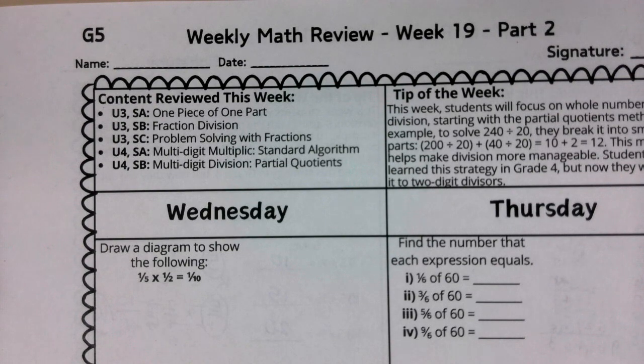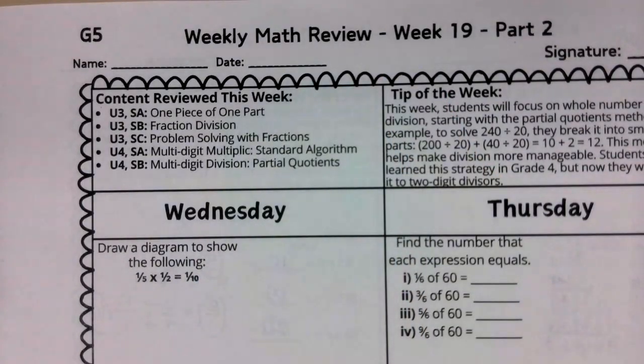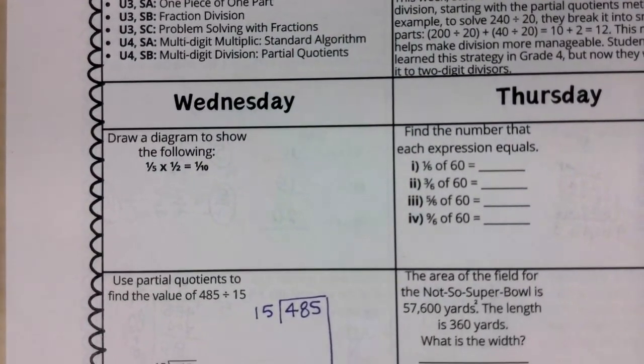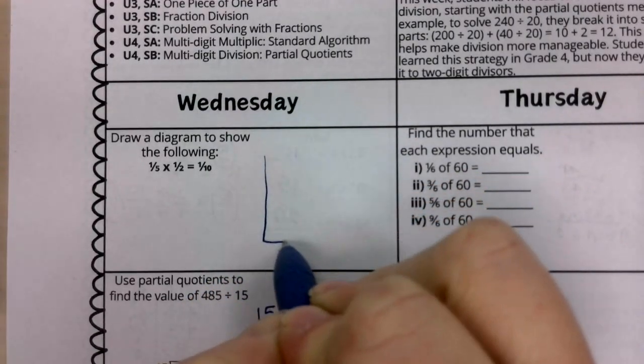Good morning, mathematicians. We are looking at our spiral review for week 19, the Wednesday column. We're starting off with a fraction times a fraction. We're asked to model this with a diagram. Boys and girls, remember what we've talked about in class.